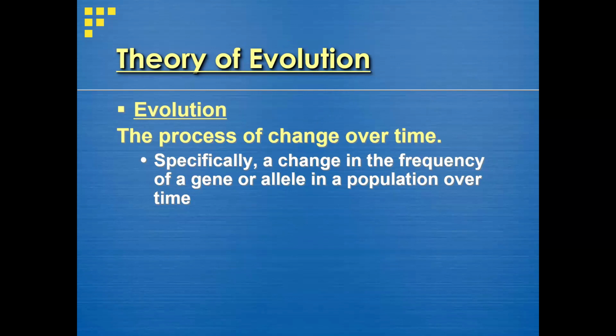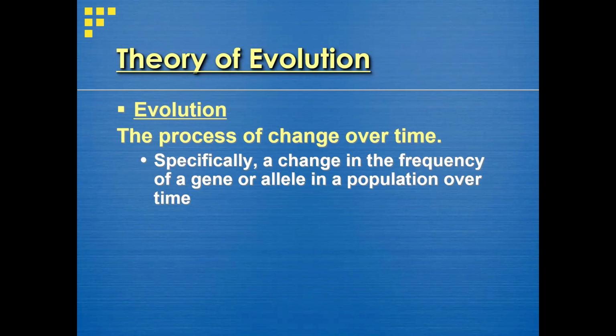When something changes its natural form over a long period of time, we define that as evolution. For example, if human beings change their forms to other forms over a long period of time, or any kind of living organism in the world changes itself over a period of time, that is what we call the process of evolution. Specifically, a change in the frequency of a gene or allele in a population over time.